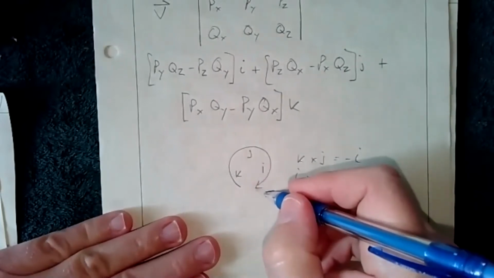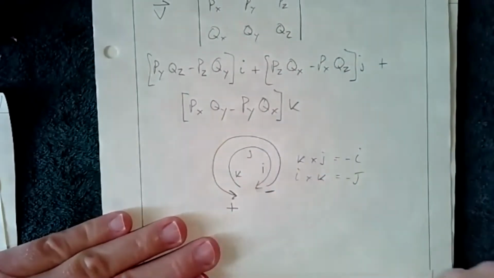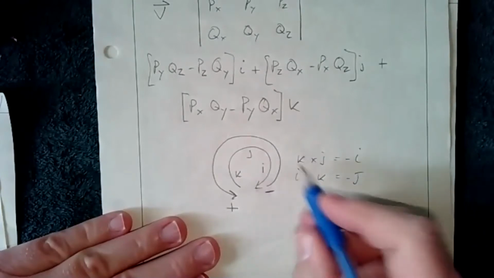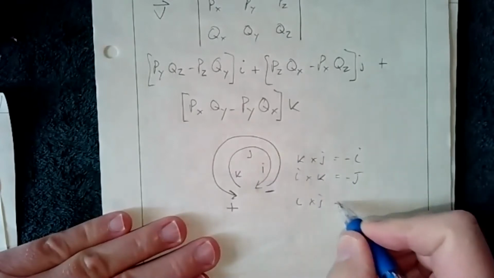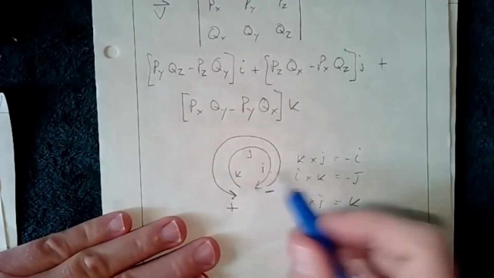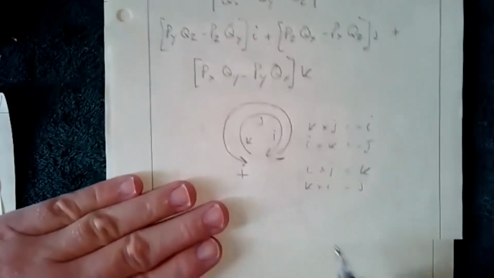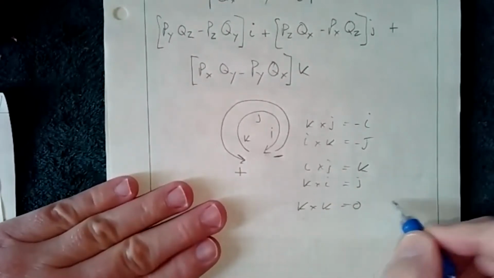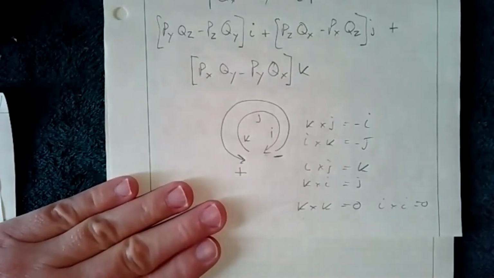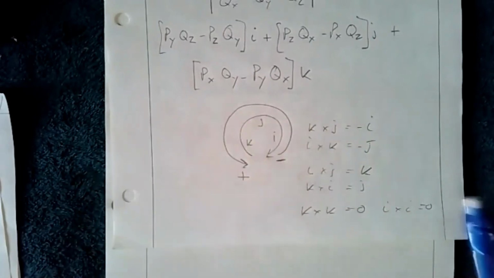If I go the other way, now if I draw a line that does this, then that's positive, that's counterclockwise. So that means if I do i cross j, that's a positive k. Or k cross i, it's positive j. And then of course we know that if you do k cross k, that's 0, i cross i is 0, and j cross j is also 0. So essentially just basic convention for vectors. All right.